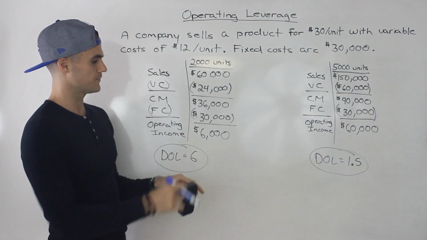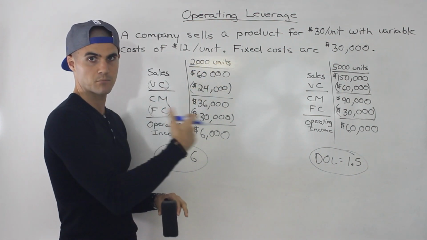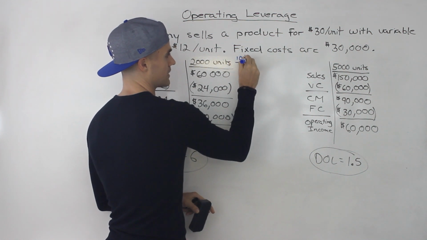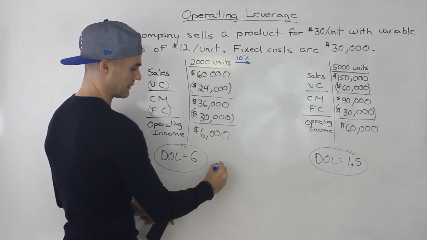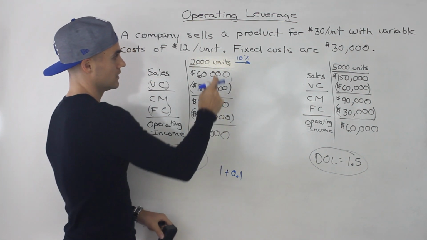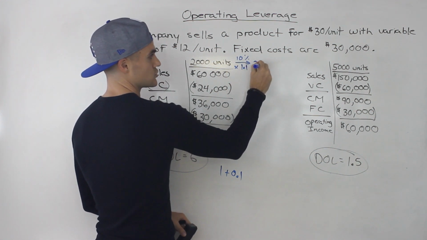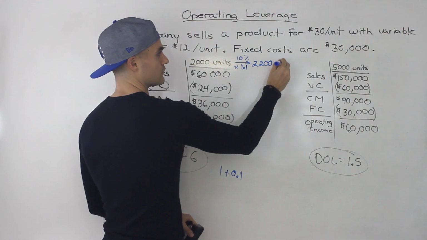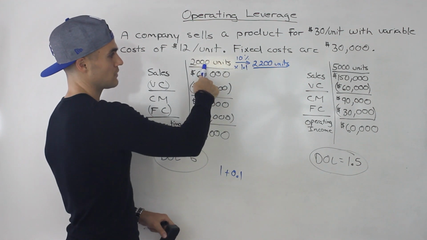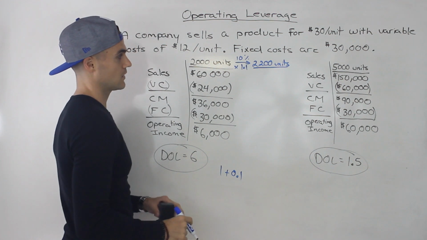Now another thing I want to show is what if we increase the production level from this 2,000 units by 10%? If we increase by 10%, that's the same thing as multiplying it by 1 plus 0.1, right? That 10% right there. So it's like multiplying by 1.1. And that's going to give us 2,200 units, or how many units we're going to sell. So 2,000, if we increase it by 10%, is now going to be 2,200.